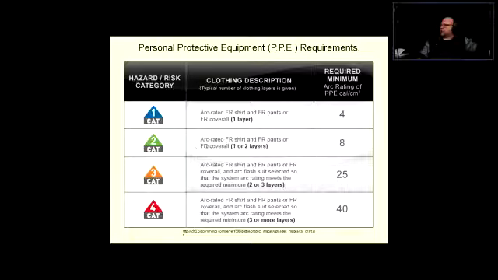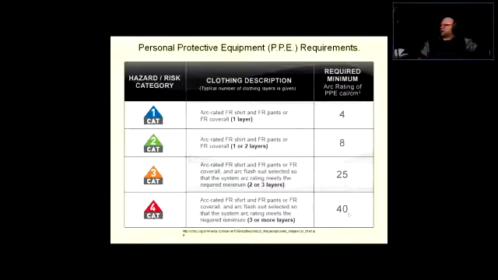Category 2, arc rated flame retardant shirt, flame retardant pants, flame retardant coverall, 1 or 2 layers, and it's supposed to handle 8 calories per centimeter squared. We just keep going with that. I'm not going to read the whole thing, but you get the picture.